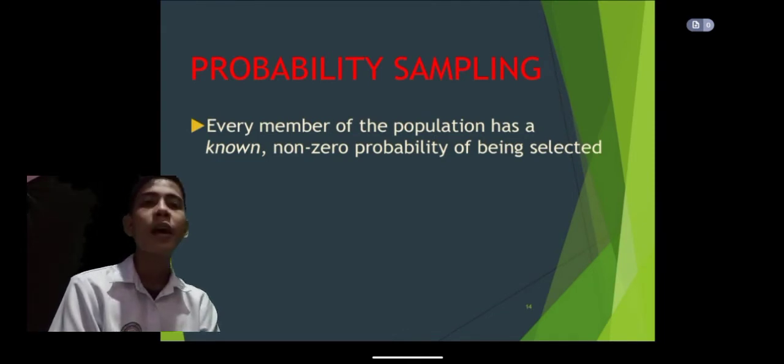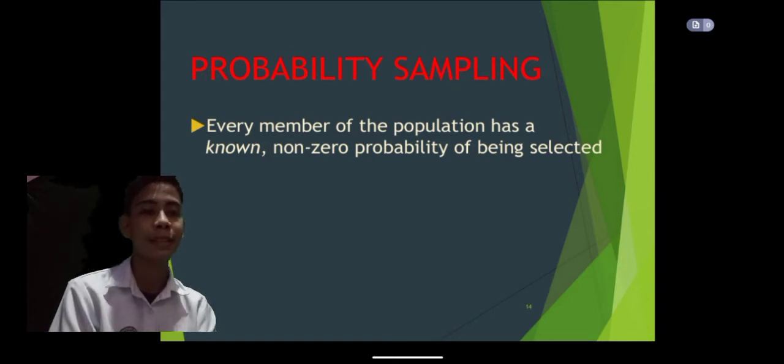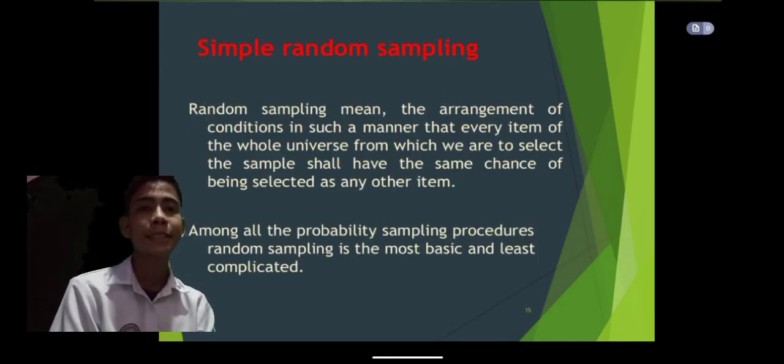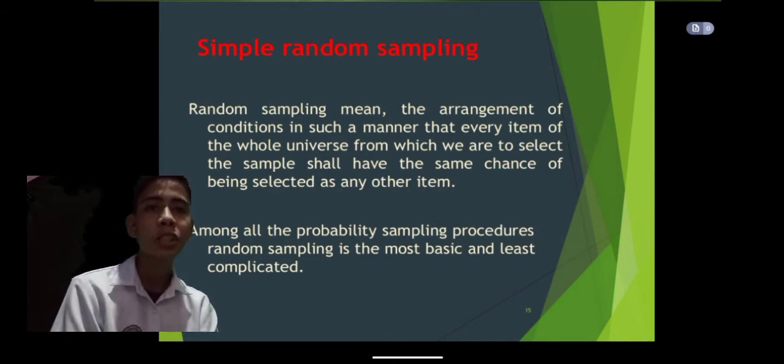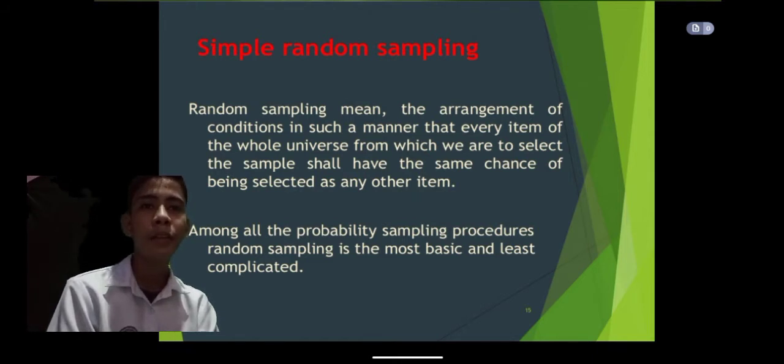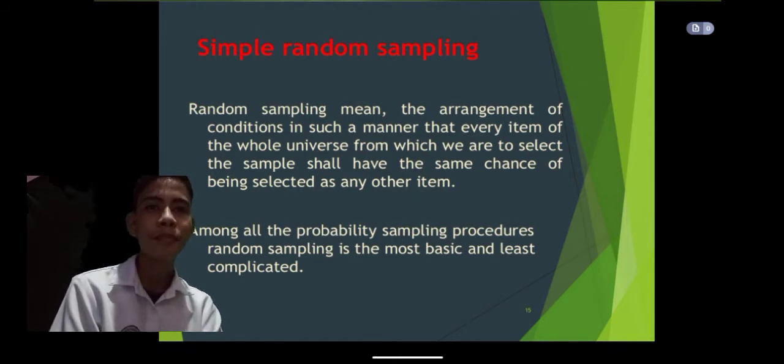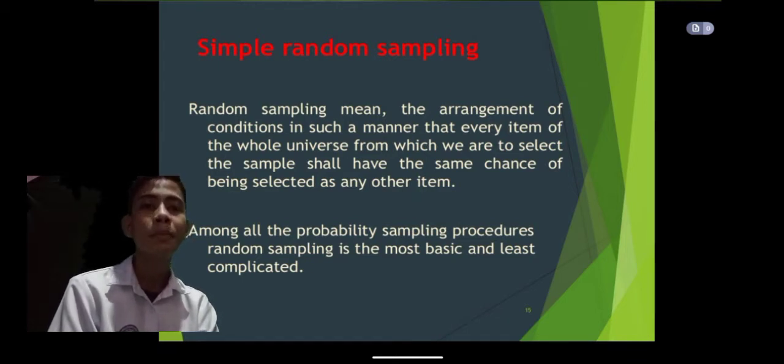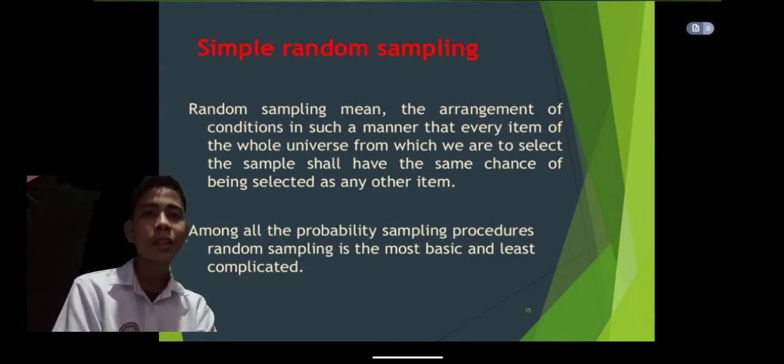Probability sampling: every member of the population has a known non-zero probability of being selected. Next is simple random sampling. Random sampling means the arrangement of the condition in such a manner that every item of the whole universe from which we are to select the sample shall have the same chance of being selected as any other item. Among all the probability sampling procedures, random sampling is the most basic and least complicated.